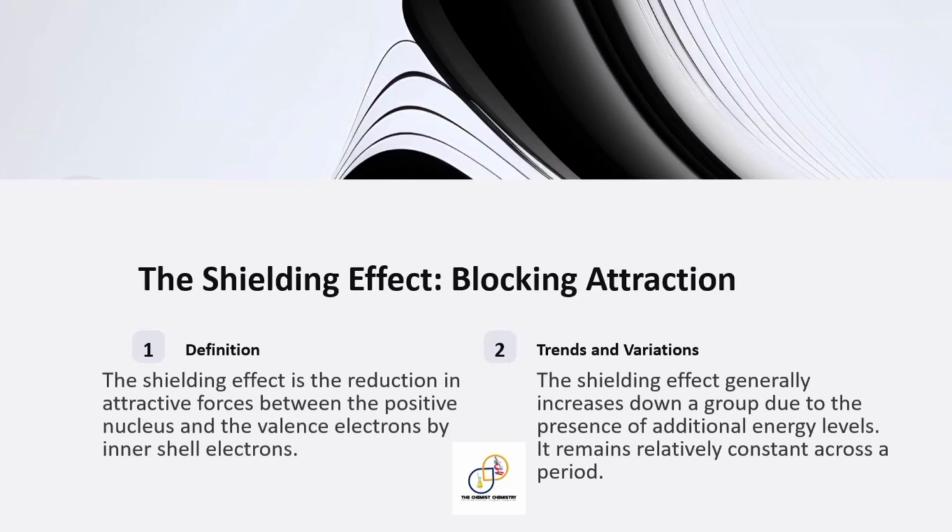Let's proceed. Shielding effect. Another name is blocking attraction. It blocks nuclear attraction. The shielding effect is the reduction in attractive force between the positive nucleus and the valence electron by inner shell electrons. What the shielding effect is about: we've learned that the nucleus, which is positively charged, has an attraction with the negatively charged electrons in the valence shell.